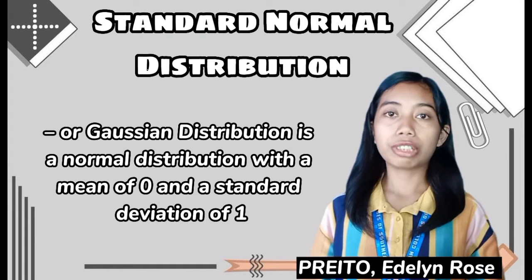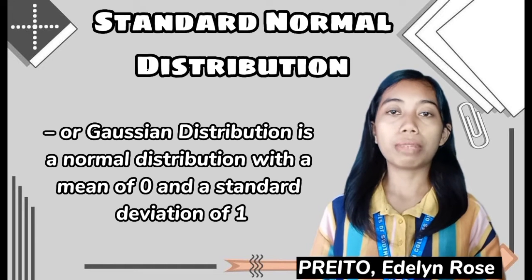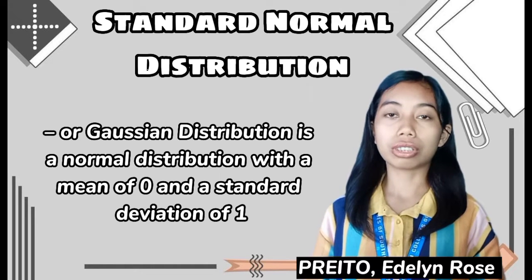A standard normal distribution, or Gaussian distribution, is a normal distribution with a mean of 0 and a standard deviation of 1.